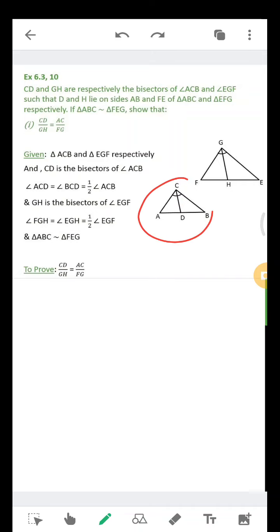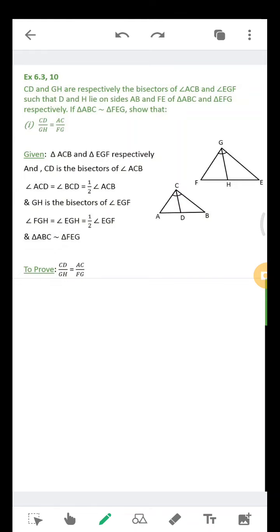Triangle ABC is similar to triangle FEG, already it is given to us, okay. So what do we have to prove? We have to prove that CD by GH is equal to AC by FG. I can prove this ratio is equal if I prove these two triangles are similar. Once I prove this triangle is similar to this one, then I can write the corresponding sides are in the same ratio, okay.